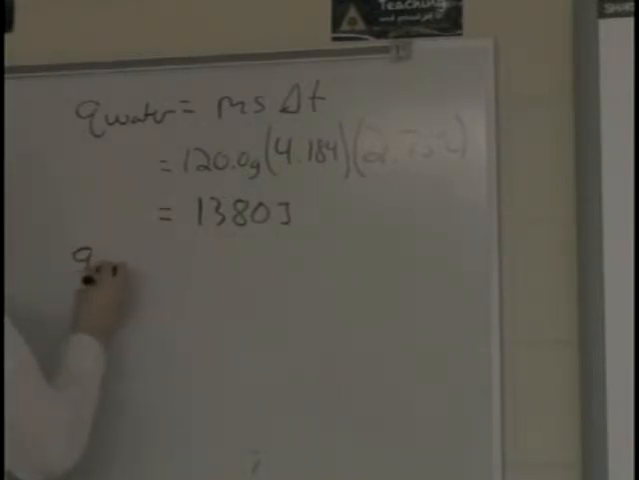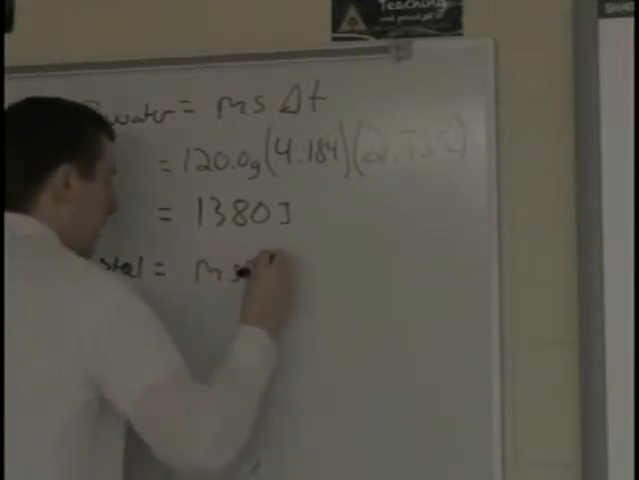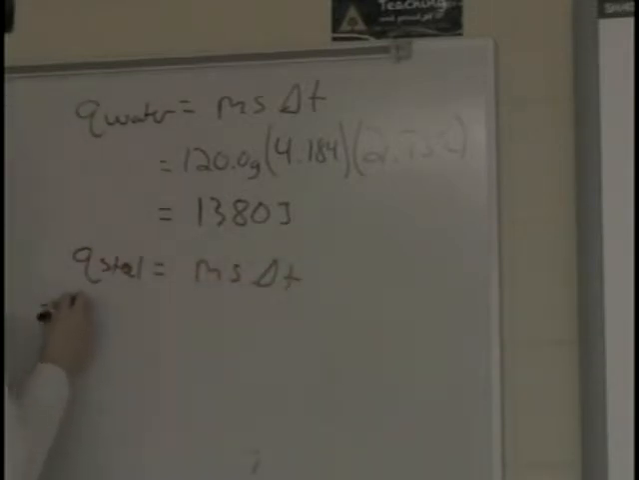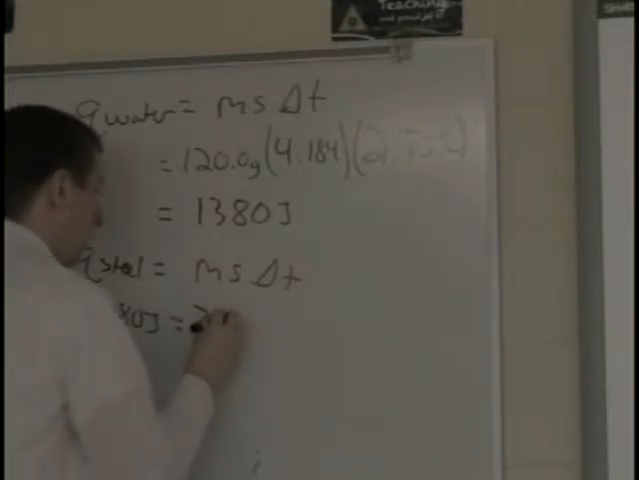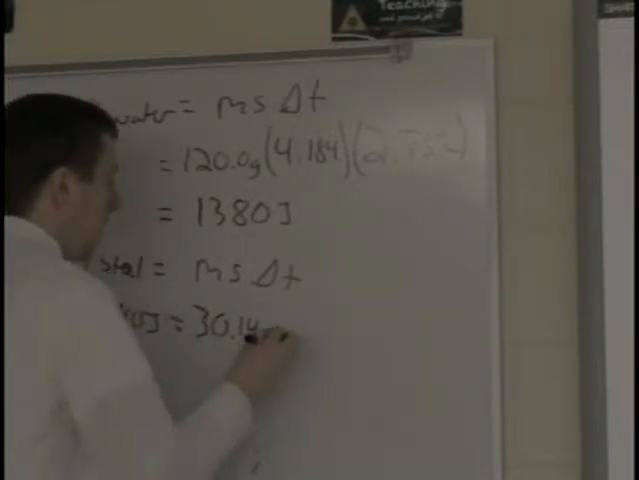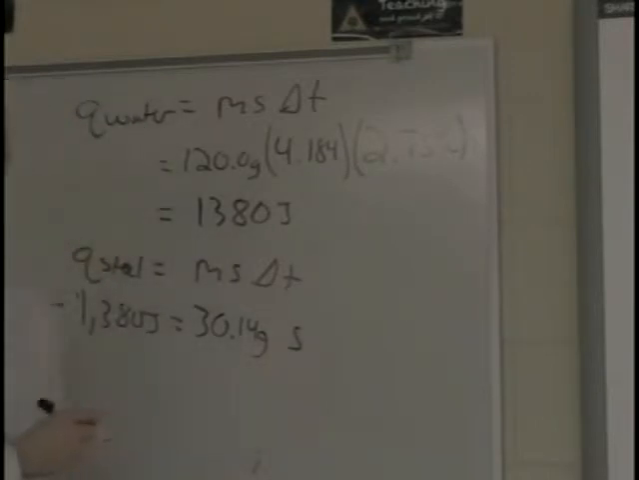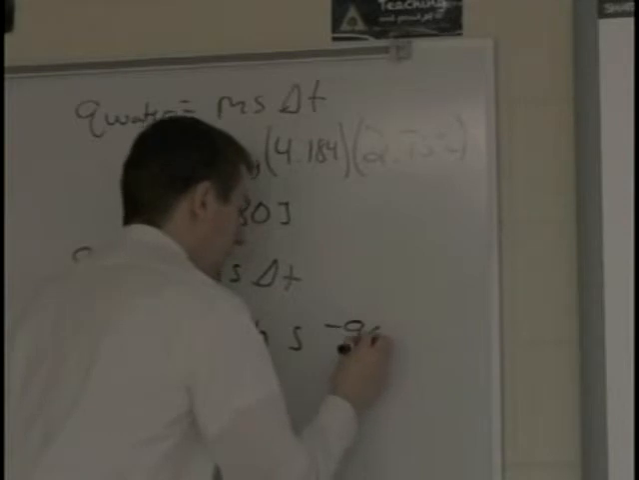So now I'm going to have the Q of the steel equaling ms delta T. My Q of steel is negative 1,380 joules. Again, it lost the heat that the water gained. The mass of the steel is 30.14. The S value is what I'm solving for, and the change in temperature is negative 96.63.